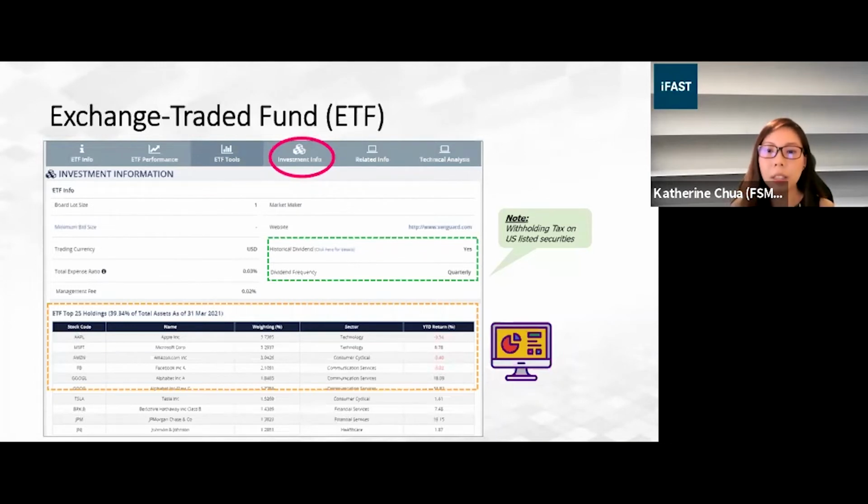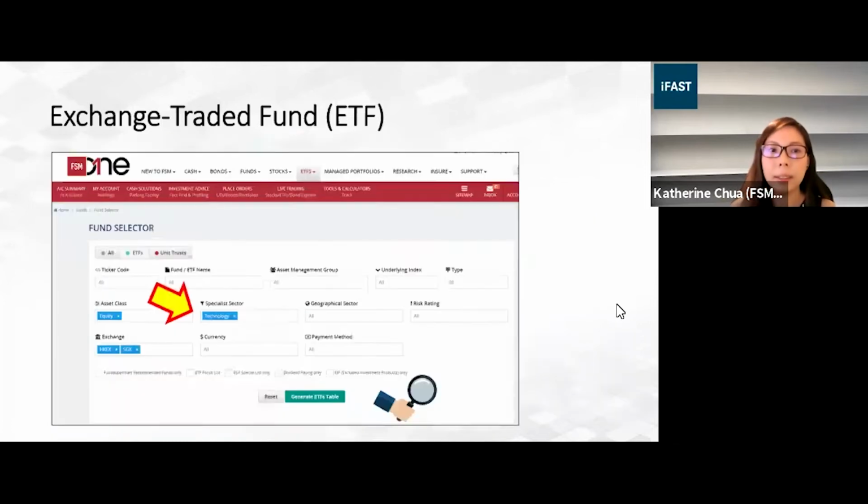So in other words, if you are entitled to $100 worth of dividends from this ETF, you will only receive $70 after paying the tax. For Singaporeans, because we are not US citizens, you do not have to pay capital gains tax.